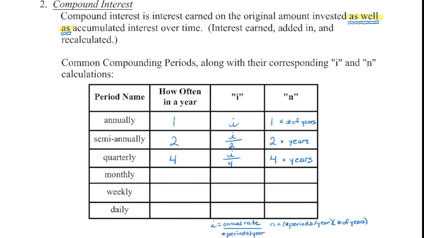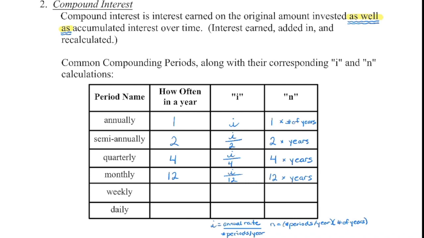Monthly, how often does that occur per year? Well, we know there's 12 months in a year. So to calculate that I value, take your annual interest rate, divide it by 12. To calculate the N value, there are 12 periods per year. And again, we're going to multiply that by the number of years you leave your investment in there for.